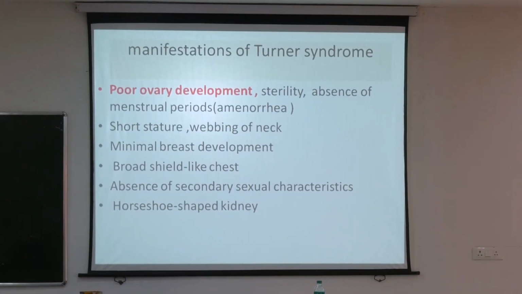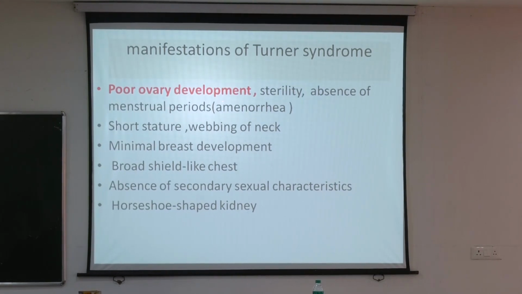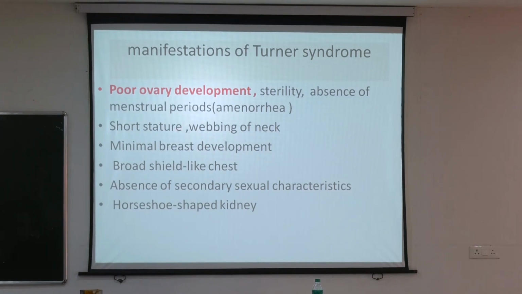So poor ovary development is the hallmark, which brings us to this menstrual abnormality and eventually sterility, because the ovum is not produced. Stature is short, webbing of the neck is there, secondary sexual characteristics are minimal, the chest is broad and shaped, and sexual characters are also not developed because of not having the hormones required.